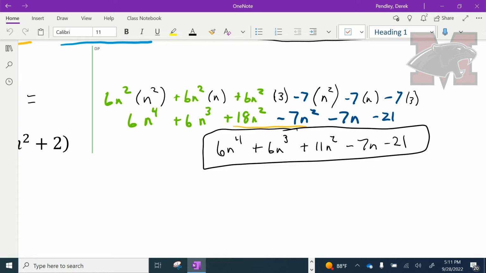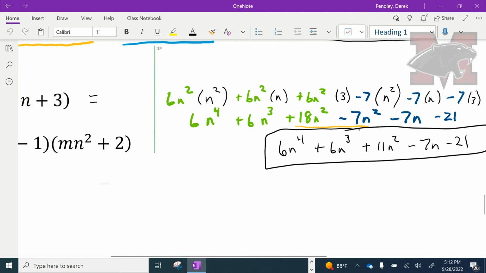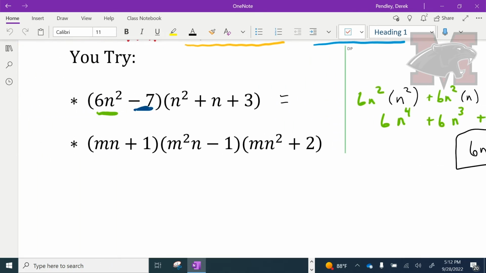All right, so check your work. Make sure that's what you got. And what we're going to do now is go over and do the second one. Check your work again. Again, I want to do these first two first. This is just foiling. So I have m times m squared gives me m cubed. n times n is n squared. Then I have negative mn, positive m squared n, and then minus 1.